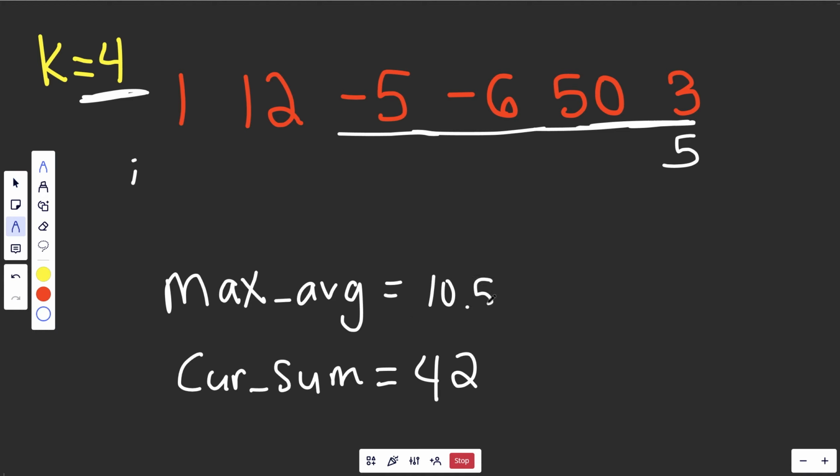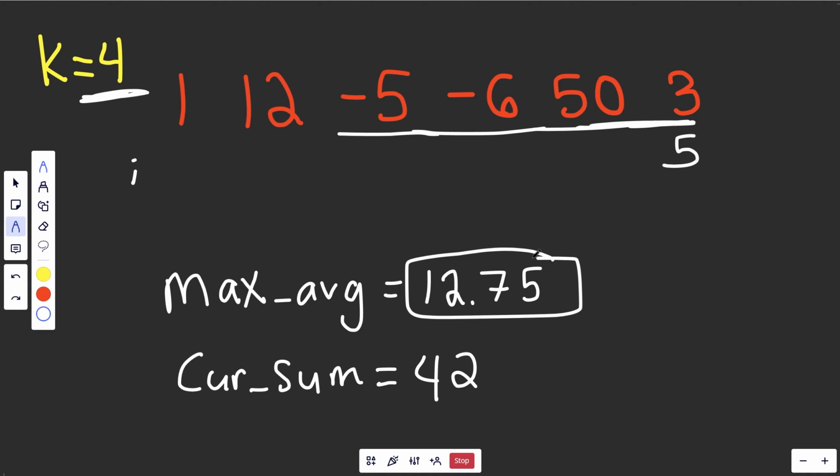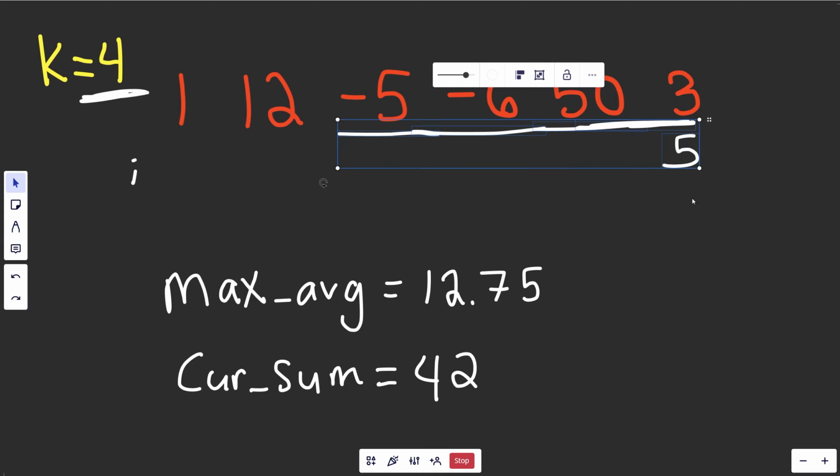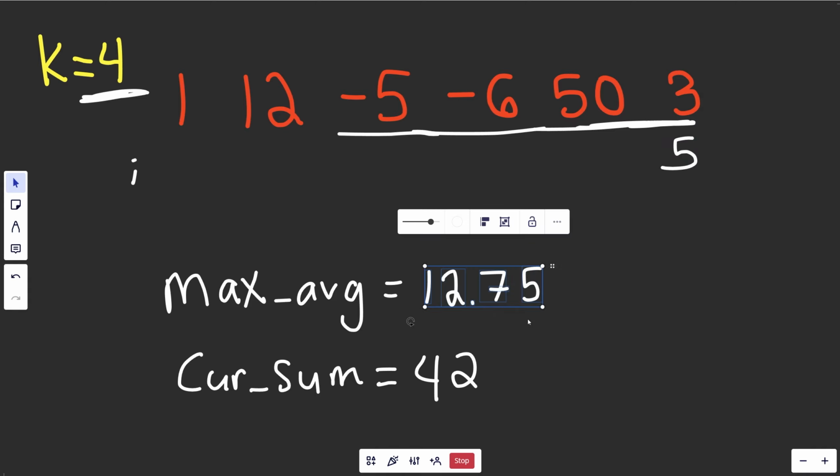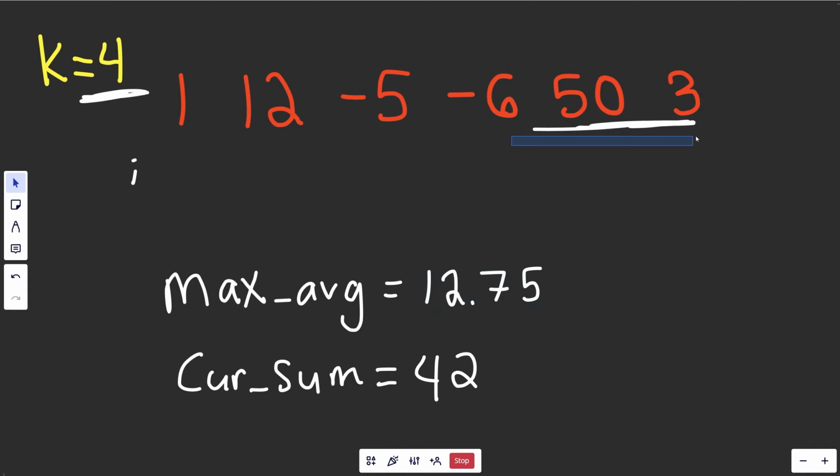So we actually don't update that because that was smaller than our old one. Okay, we want the max average, so we are happy with the one that we had there. We're happy with 12.75. We actually get to the end here. We know that because our index is at the end of the array, and we would return the max average that we have.